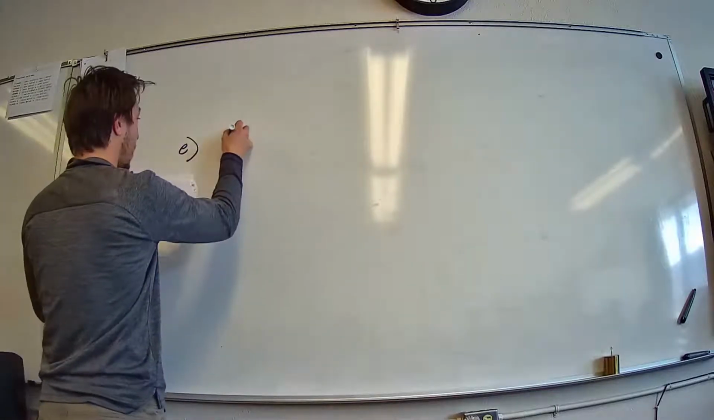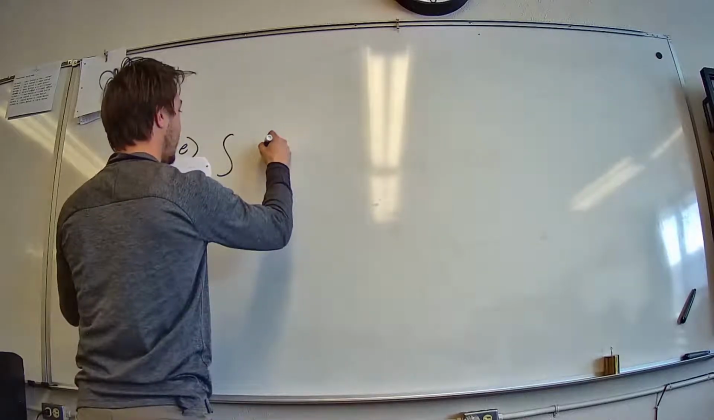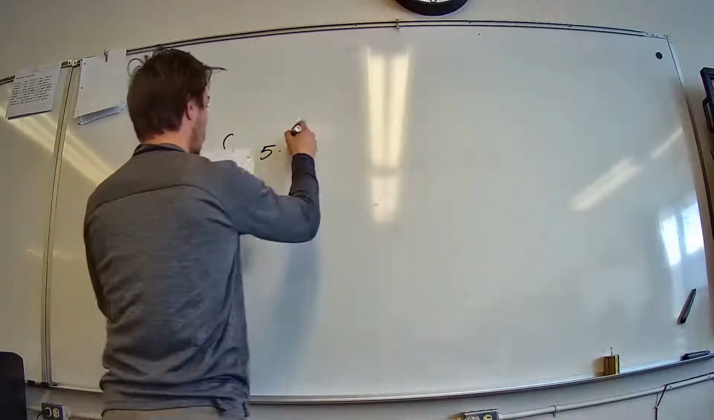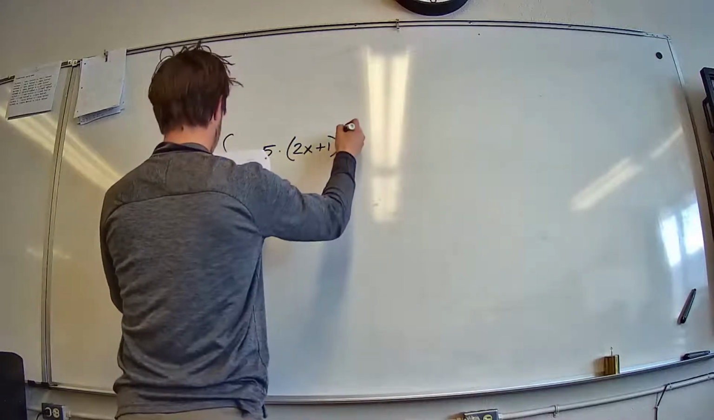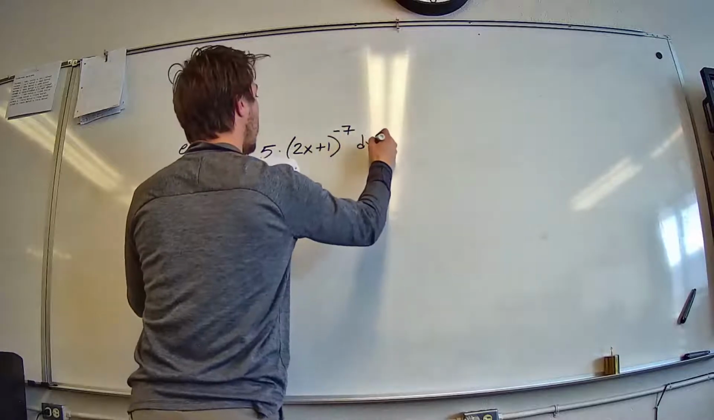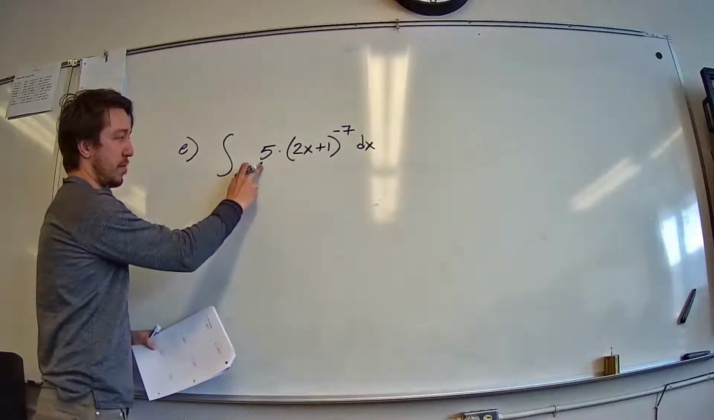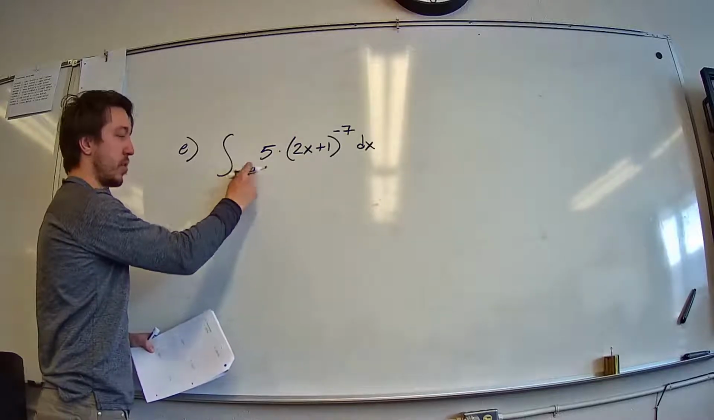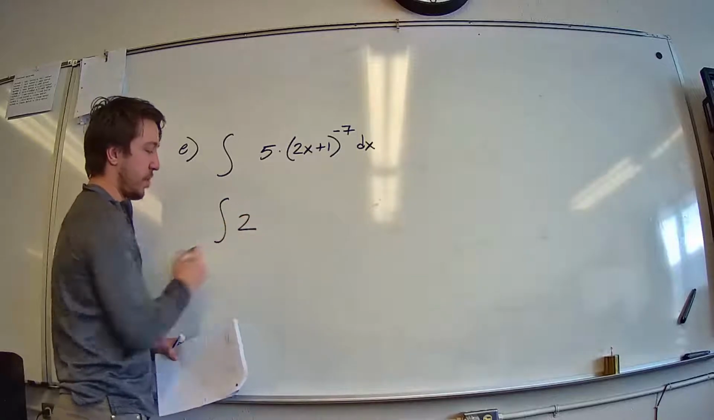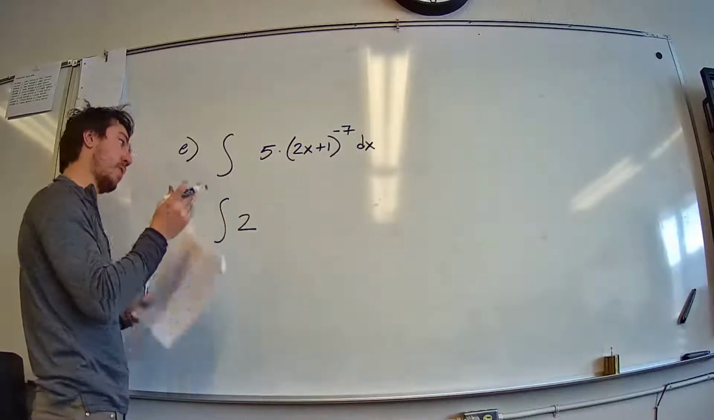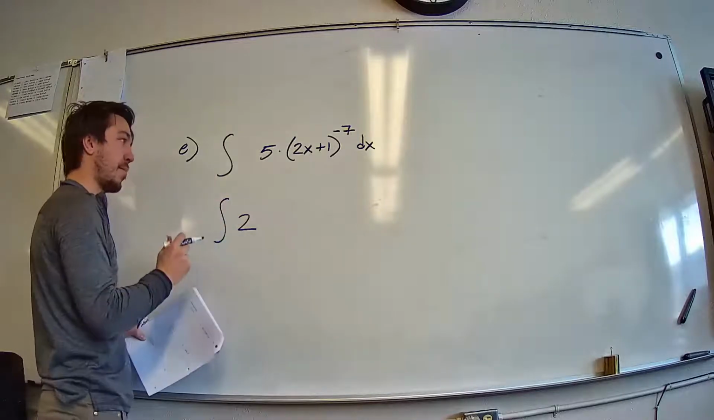So E looks like this. You've got an integral of 5 times 2x plus 1 to the negative 7th power. Okay, so what do I want this number to be? I wish it was a 2. So what you do is you say, I'm going to make it a 2. And then you got to think what has to be up here in order for this to be the same as what we had before.